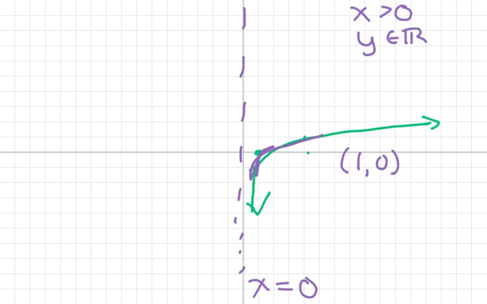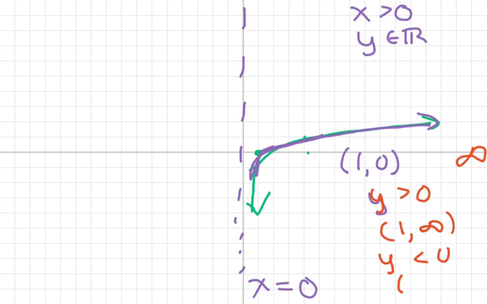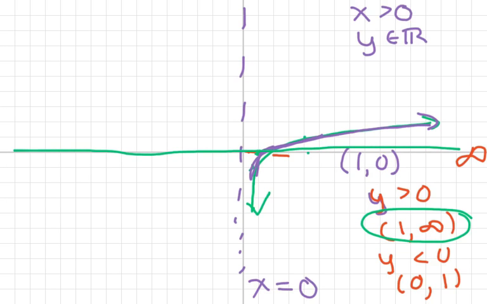And then what else do we have to do? Where's y positive? Y is positive here in quadrant 1, so that's from 1 to infinity, and y is negative from 0 to 1, because we're looking at the x values. Every time they're asking for the interval, they're asking on the x axis.